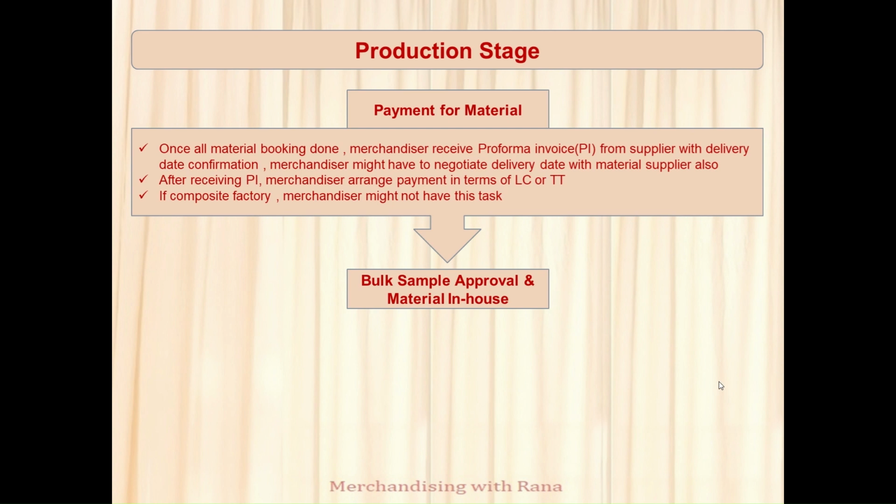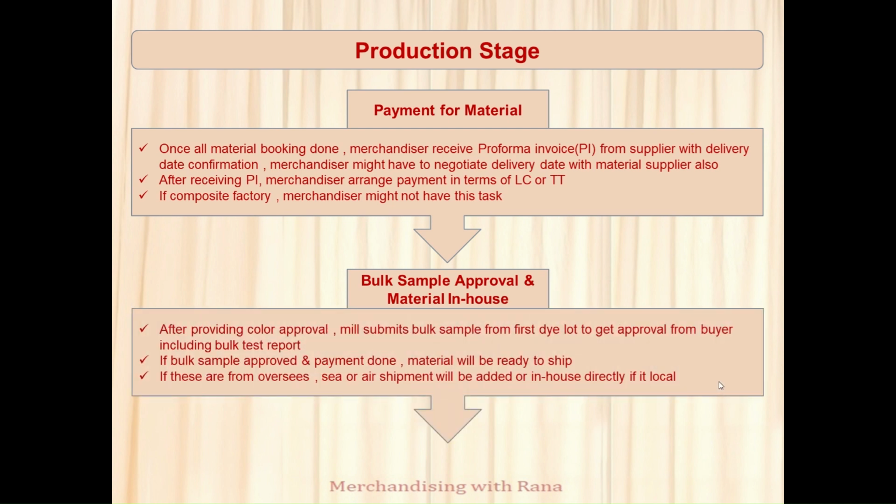Bulk sample approval and material in-house. Once I provide the color approval and payment, the fabric or trim mill will submit the bulk sample from their first dialogue. Once I provide the bulk sample approval to the supplier, getting it from the buyer, my fabric and trims can be ready for shipment. And of course, payment should be done before the shipment.